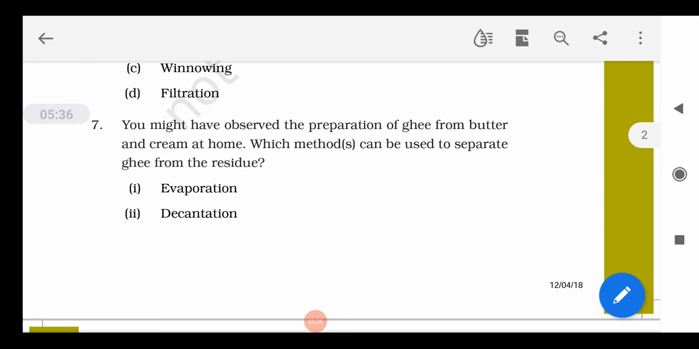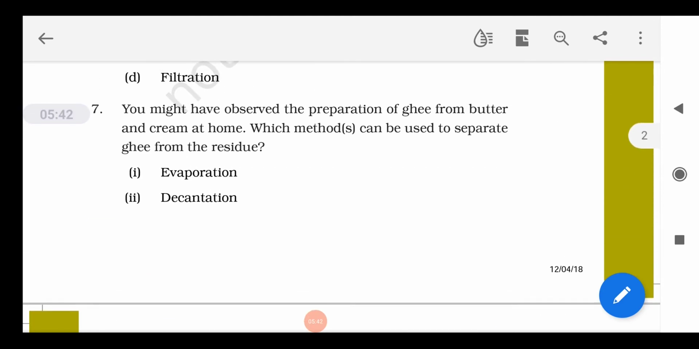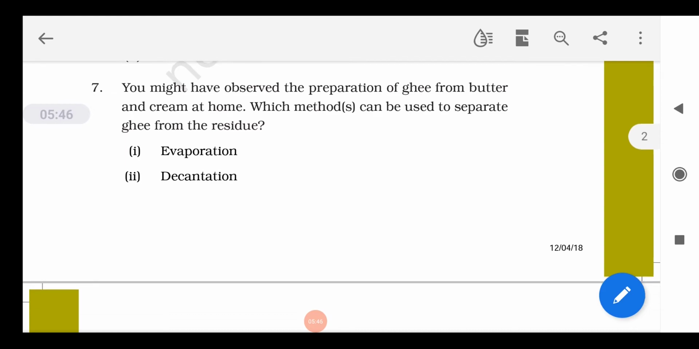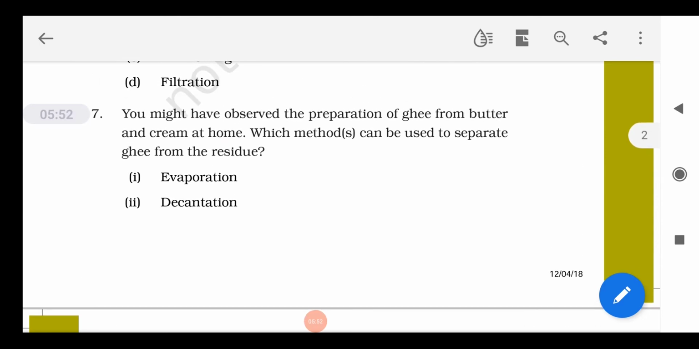Here evaporation, decantation, filtration and churning, 4 options are given, and here the answer should be decantation and filtration. Decantation and filtration. You see, when we prepare ghee from butter, we actually, what we do to separate the ghee, ghee is in the liquid form.